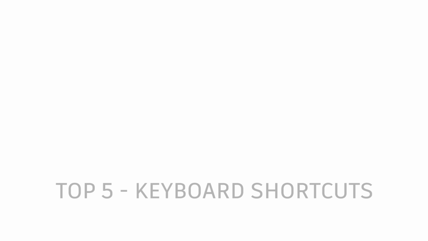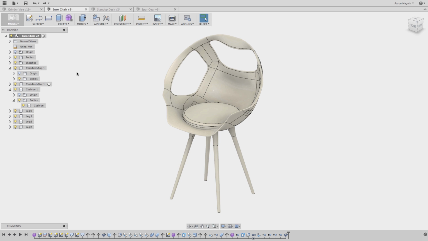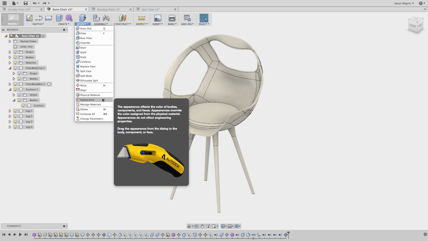Today's quick tip is a top 5 list for keyboard shortcuts in Fusion 360. While there are way more than 5, if you take the time to learn just these, you'll find yourself churning through your designs faster than ever before. So let's get started. Number 5 on my list has to be the A key.